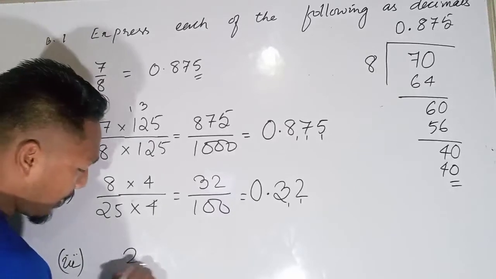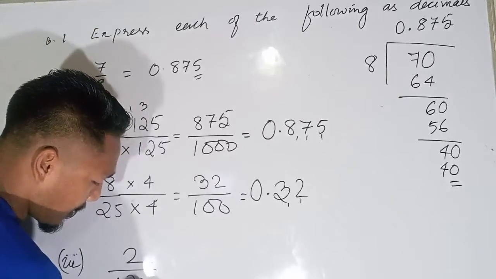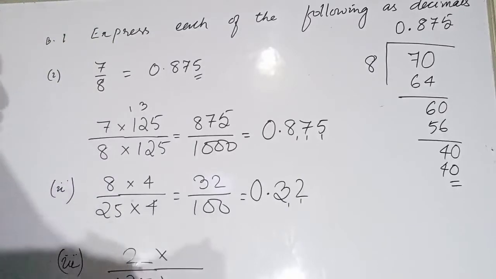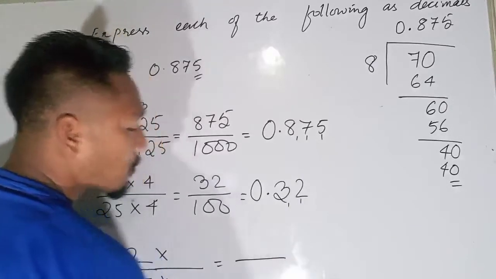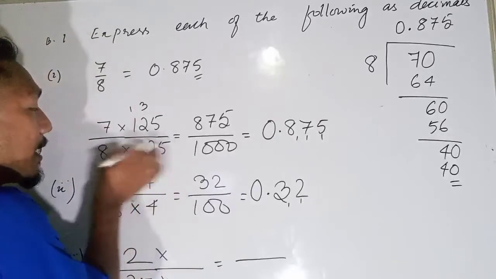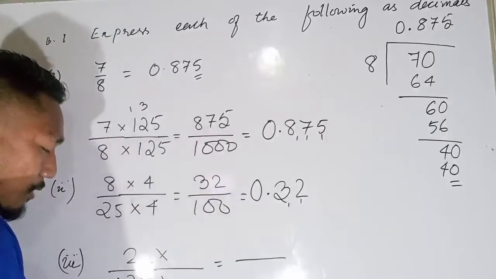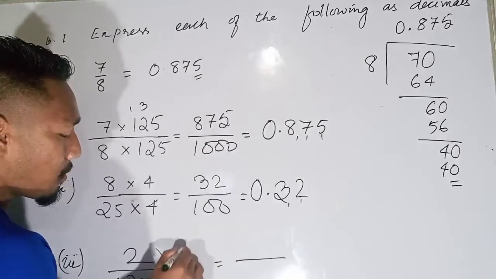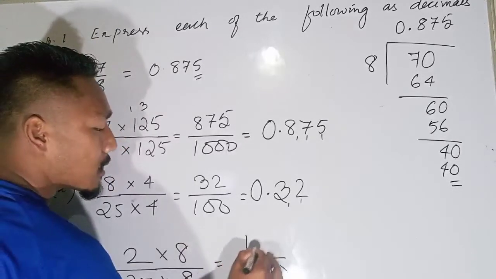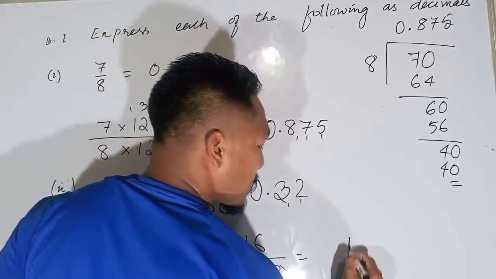Then we will go for 2 by 125. So for 2 by 125, we'll try to make the denominator into 1000 or 100. So 1000: 25 how many times? You know 25 times 8 is 200, so 125 times 8 will become 1000. That means I will multiply by 8 so that it becomes 1000. So 8 times 2 is 16. The numerator is the same, 16.